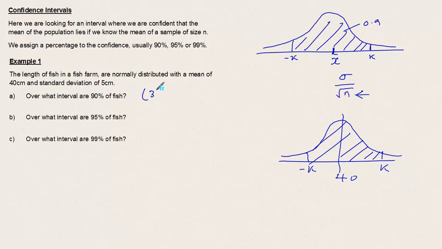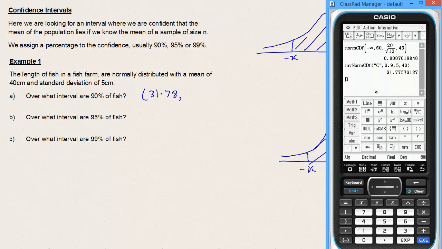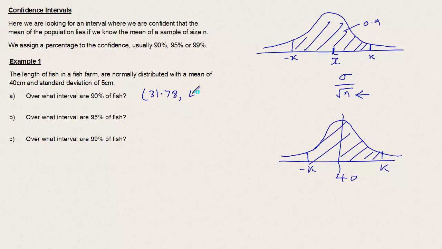So that means 31.78 at the lower end, and then if we do 40, which was the mean, take away this last answer, and then add that last answer to 40, that's 48.22. So what we did there was we found that this one was 31.78, subtracted to find this distance here, and then added it on to 40 to find the value of k here.